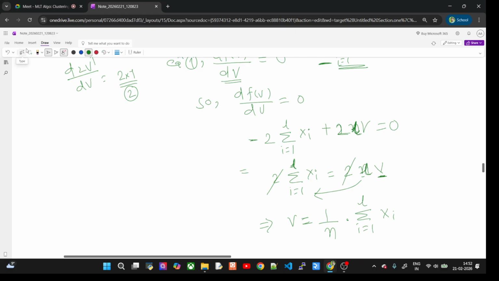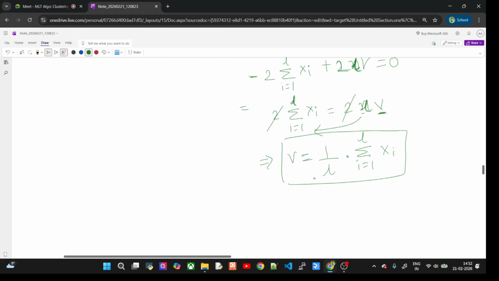So this is what the final value will be. What is this? This is the average, or this is the mean. What is v? Summation of all points divided by the total number of points. L points are there, correct? It is going till L. Summation of all your points divided by L. That is what? That is the mean.